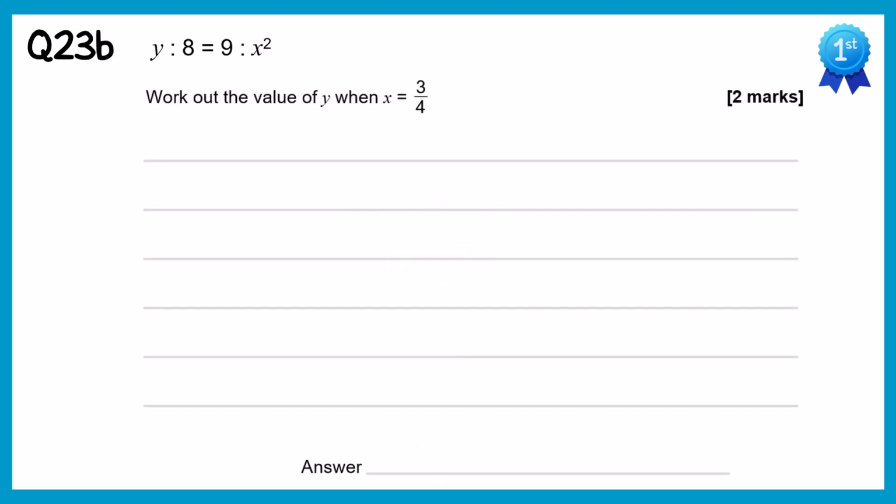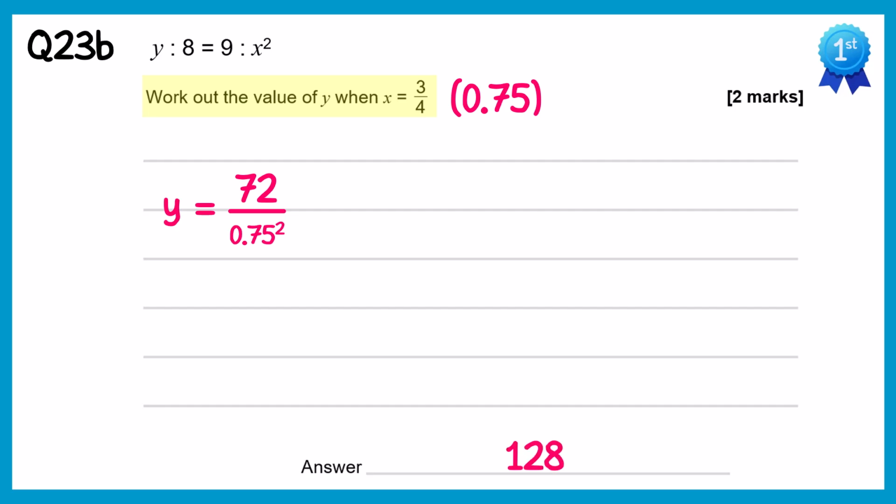In the second part of the question, we need to work out the value of y when x is equal to 3/4. We're going to use the formula that we created from the previous part. All we need to do is substitute x for 3/4. 3/4 is equal to 0.75, so we can do 72 divided by 0.75 squared. Do this on your calculator and you get the answer 128.